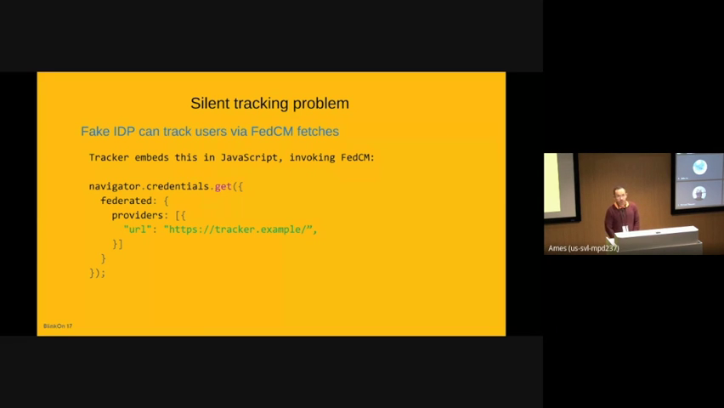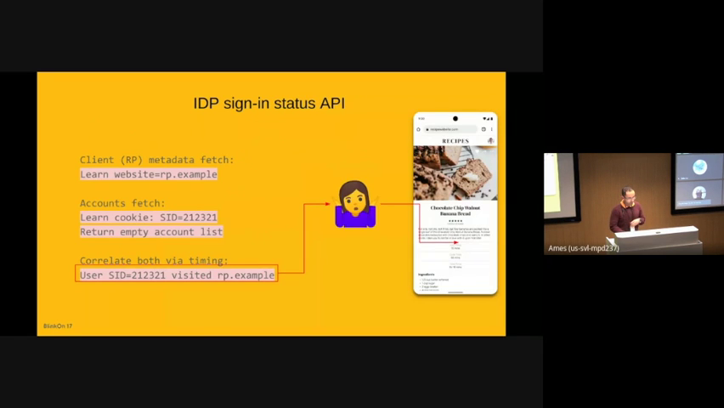Basically, imagine that you are eviltracker.com and you want to use FedCM to keep tracking users, even though you live in a world where you cannot use third-party cookies to do so. So EvilTracker will essentially call FedCM, as in the example there, and by doing that, they will be able to have the browser perform some fetches to the tracker. So the tracker is going to receive some browser fetches.